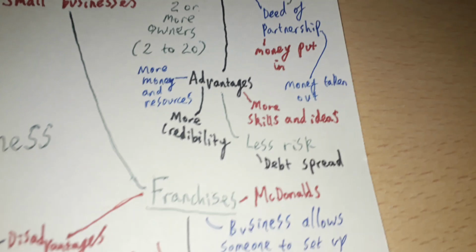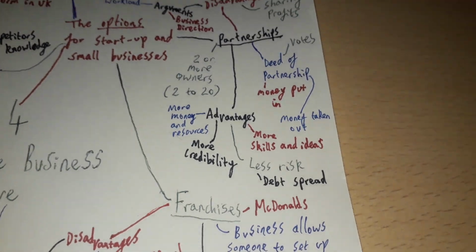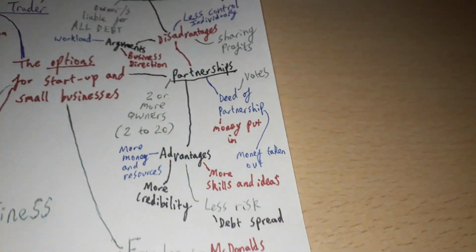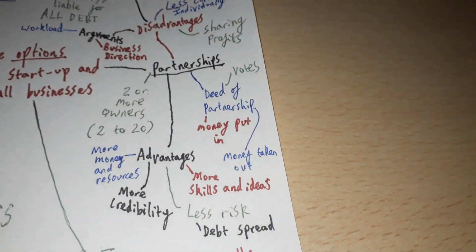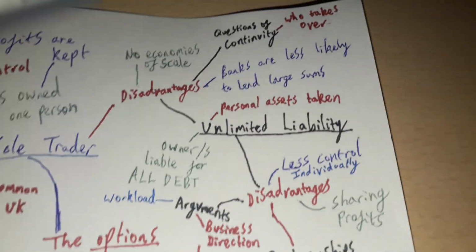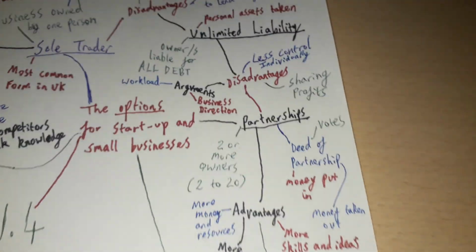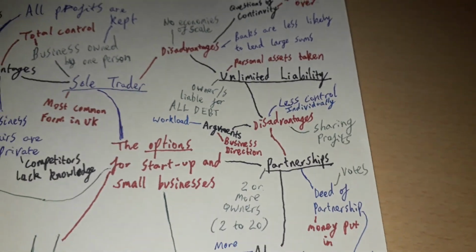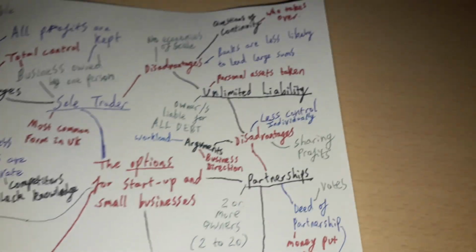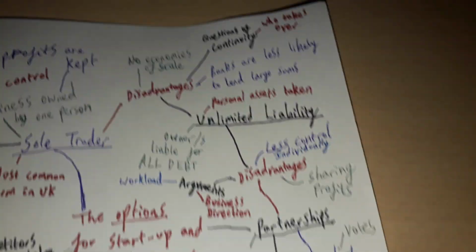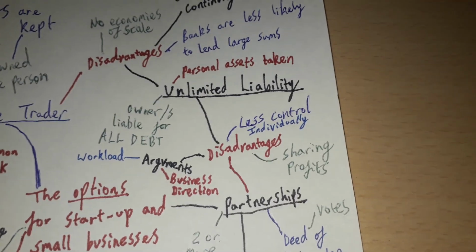So advantages of partnerships, because there's more people in it, there's more skills and ideas coming from them. There's more money and resources coming from them. And also, there's more credibility, so things like banks will take them a lot more seriously. Also, there's less risk, because, as we were talking about unlimited liability, in this, the debt is spread between all of the people in the business, instead of just one person, meaning it's a lot easier. And also, let's look at the other disadvantages of partnerships.